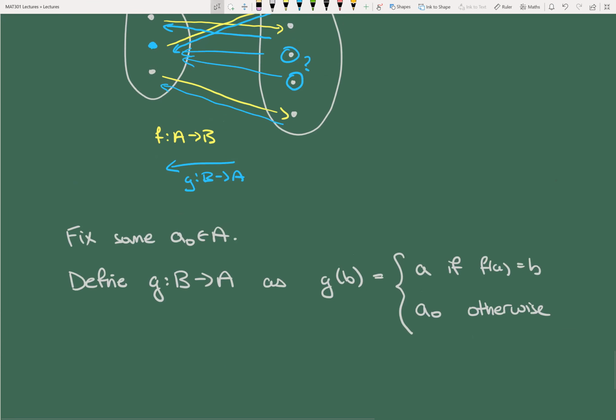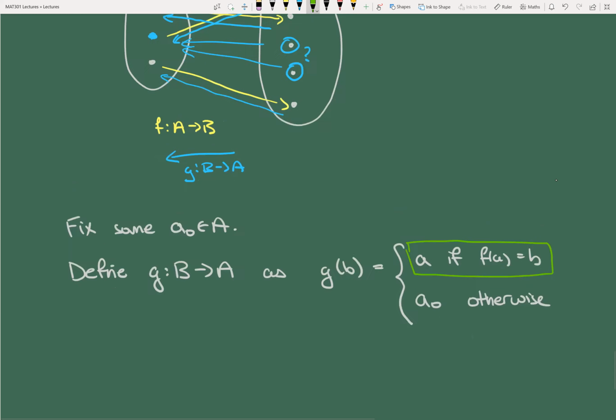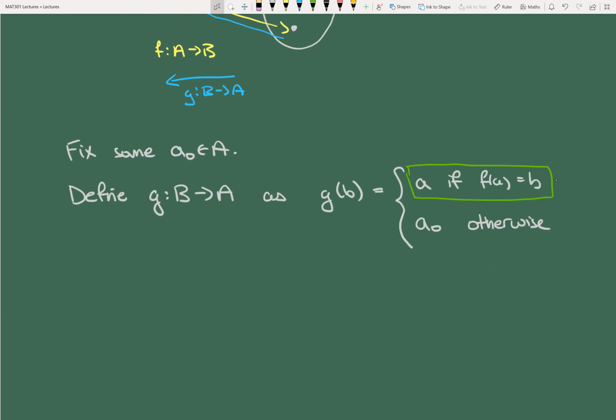Okay, so this thing right here, you might have to think about it a little bit, but that thing is just saying map it back to what it came from, right? So you're going to give me G of B, and if it came from something, if there was a yellow arrow pointing at it, then just send it right back where it came from, right? That's what that's saying. And then the bottom line, A naught otherwise, says for everything else, anything that doesn't have a yellow arrow pointing at it, just map it to A naught. I don't care what you do with it, just do something with it. I don't care. And we needed injectivity for this to be a function.